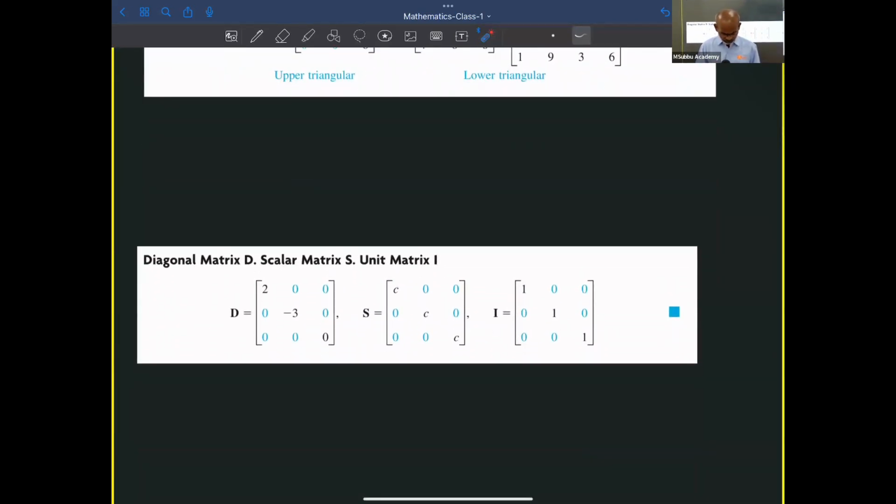And other names also you should know: the identity matrix, and the zero matrix, where the entire elements will be zeros. And what is called a scalar matrix, that is, in place of one it can be any other number. And diagonal matrix refers to entries only in the diagonal elements. Diagonal elements are non-zero; it can be zero, of course. The other elements are simply zero.